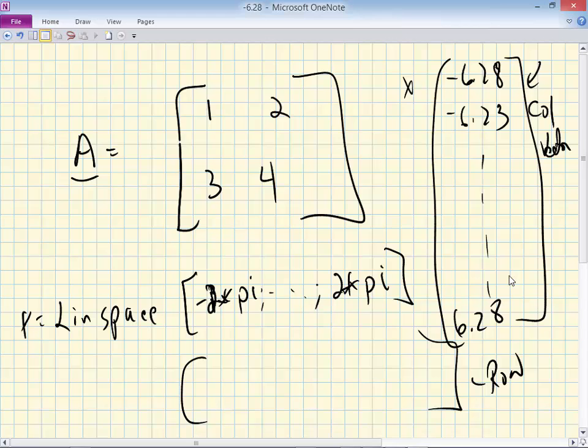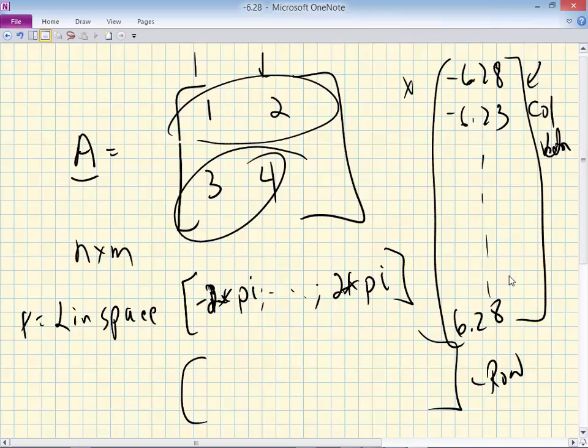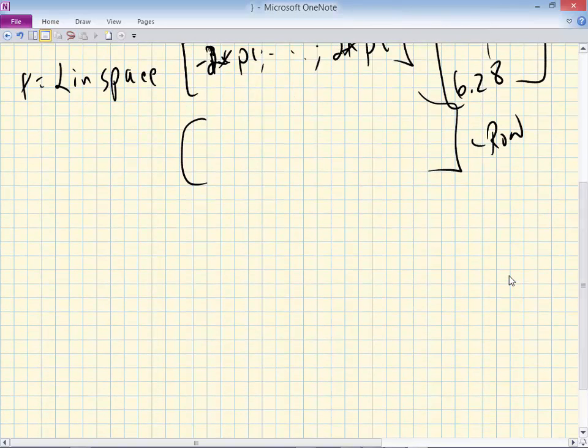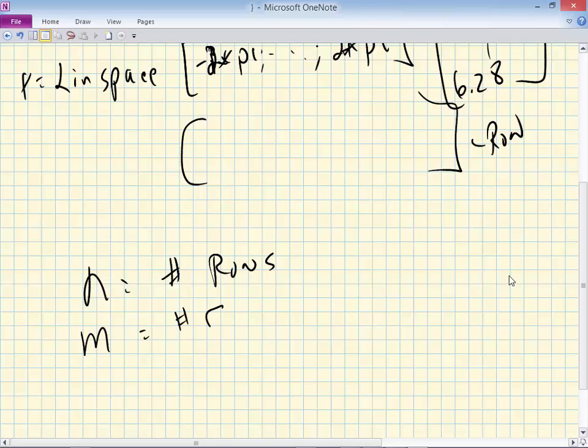A normal 2D matrix has so many rows and so many columns. So it's N by M, where N is equal to the number of rows and M is equal to the number of columns. These are just basic two-dimensional matrices, and they may or may not be square.